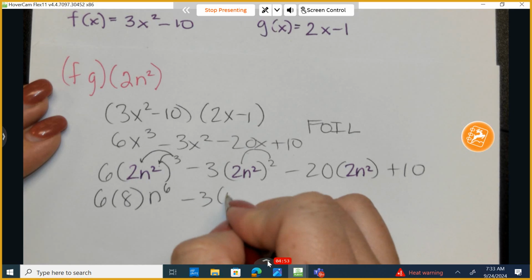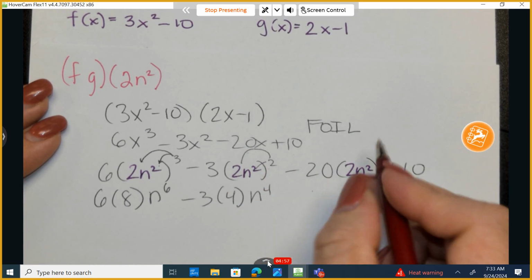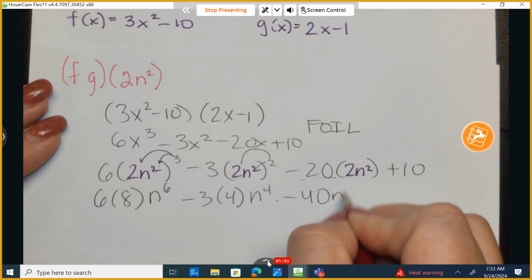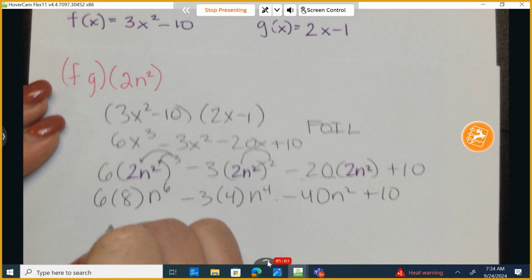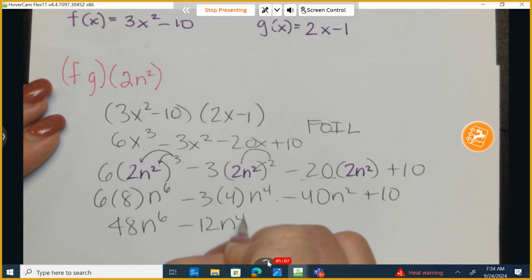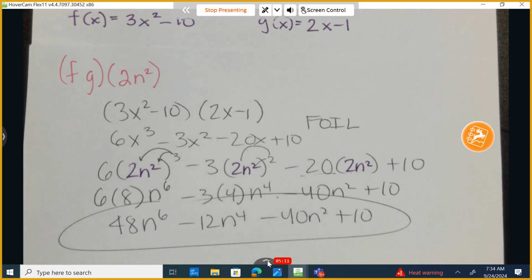Distributing 2 squared is 4. And when you have a power to a power, you multiply. Negative 20 times 2 is negative 40, n squared. Okay, let's go back here. I have 48n to the 6th minus 12n to the 4th minus 40n squared plus 10.